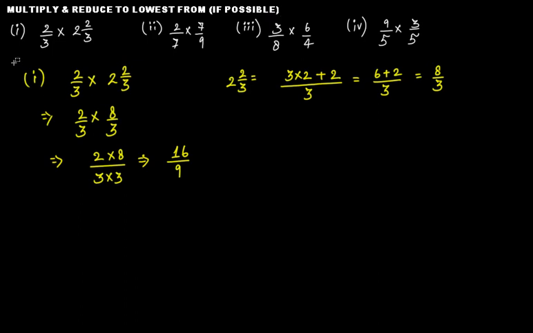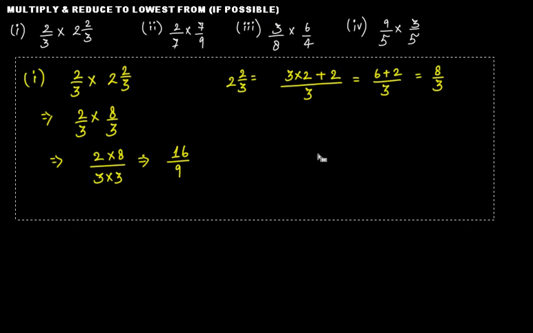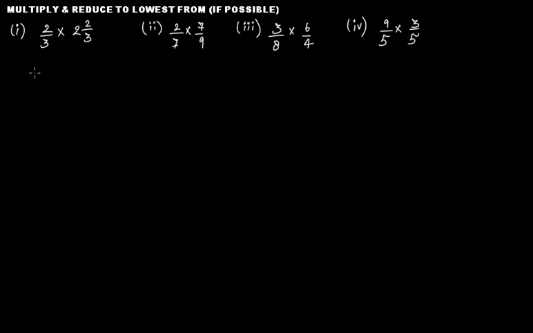Let's take the second part. The second part is 2 by 7 times 7 by 9. This will be 2 times 7 divided by 7 times 9. This will become 14 by 63.